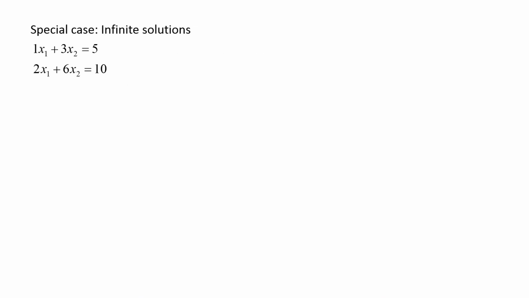There are some sets of linear equations that do not have a single solution. For example, let's examine the following two equations. 1x1 plus 3x2 equals 5, and 2x1 plus 6x2 equals 10. The second equation is just the first equation multiplied by a factor of 2. If we solve both equations for x2, we find that both equations are identical. x2 equals negative x1 over 3 plus 5/3.